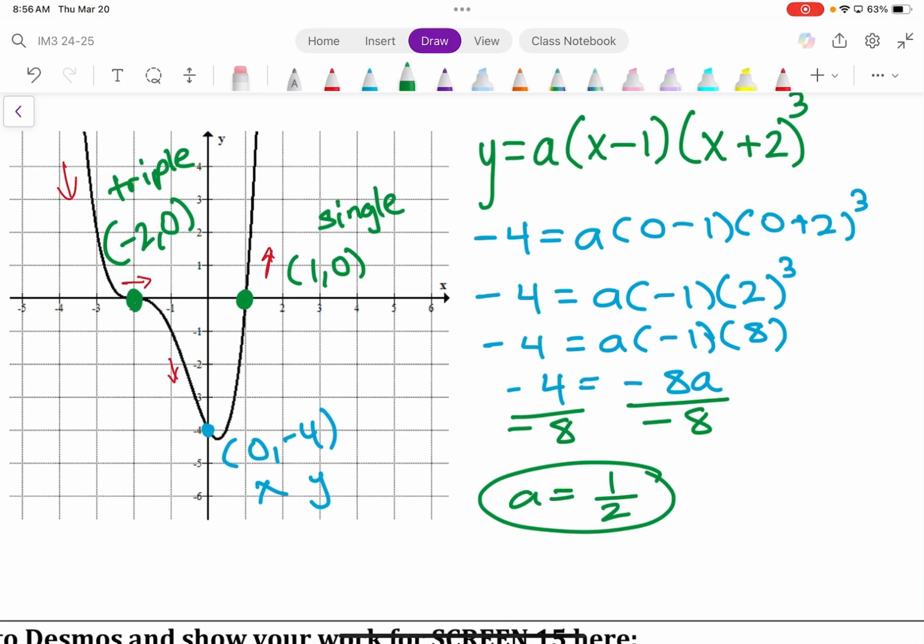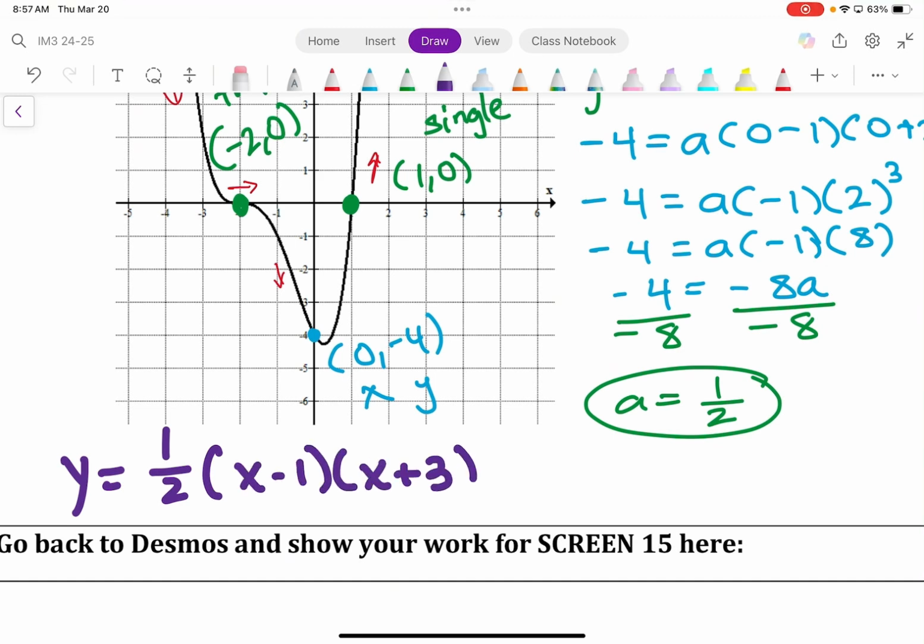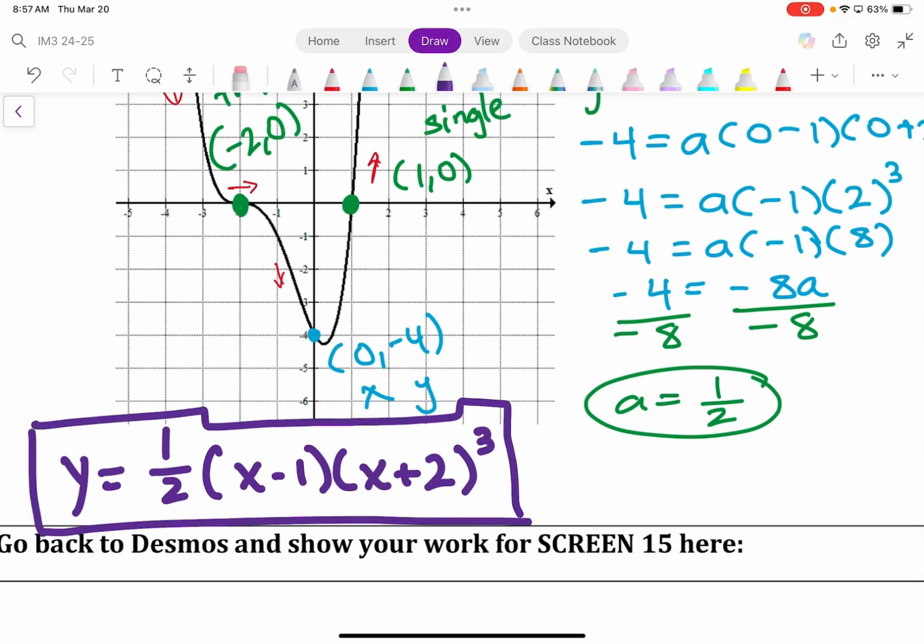Are we done with the problem? No. What is there left to do? Rewrite the equation. So y equals 1/2 x minus 1, x plus 3 to the third. Sorry, x plus 2 to the third power. To the third power. So this right here is our final equation.